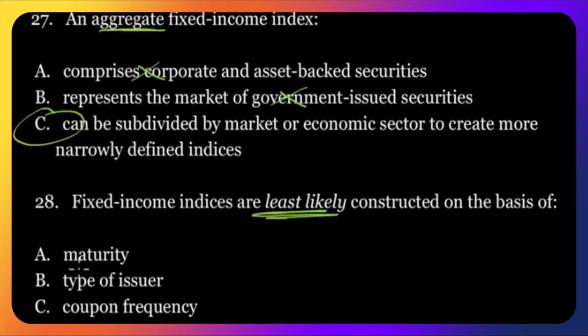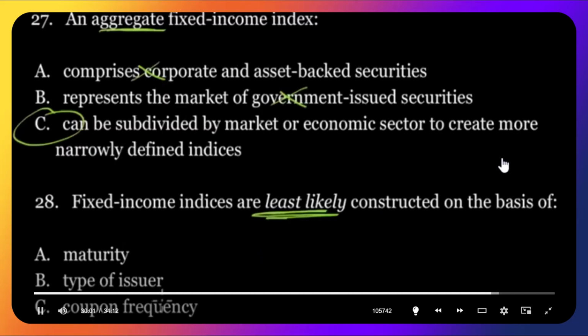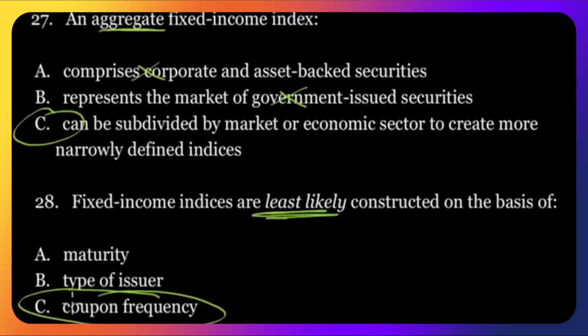Well, we can see that we have indices by maturity, corporate, government, by type. Now that I'm there, let's just say by type of issuer, corporate, government, by maturity, money market, capital market, long-term bonds, short-term bonds, medium-term bonds. Coupon frequency, you're not going to find an index that are quarterly bonds or semi-annual bonds. So they're least likely to be constructed on the basis of coupon frequency.